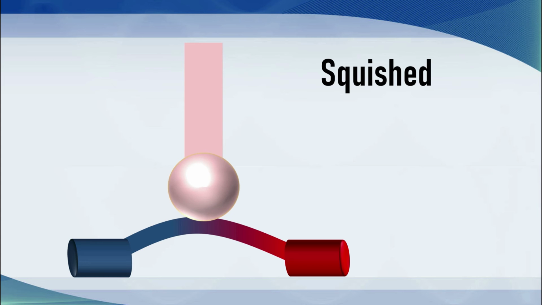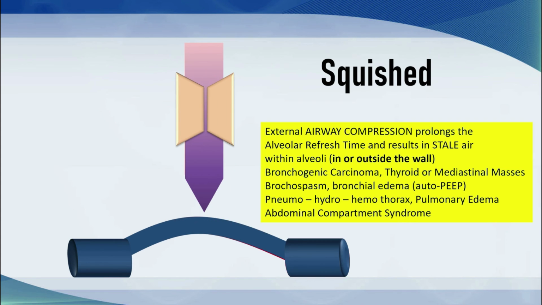Squished refers to external compression of lung units. And we mentioned this when we talked about atelectasis. Airway compression prolongs the alveolar refresh time and results in stale air within the alveoli. And it's either in or outside the wall, and this is caused by all kinds of stuff, but you will see people coming into the hospital with lung tumors that cause significant airway compression, or thyroid or mediastinal masses, but you can also see it with bronchospasm, bronchial edema, autopeep, or all kinds of stuff associated with pleural disease or abdominal compartment syndrome.